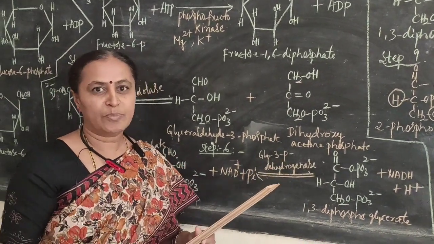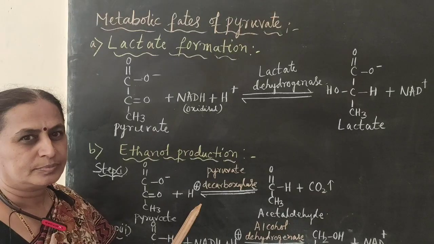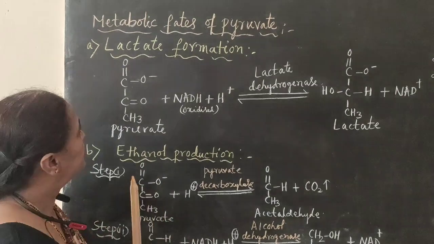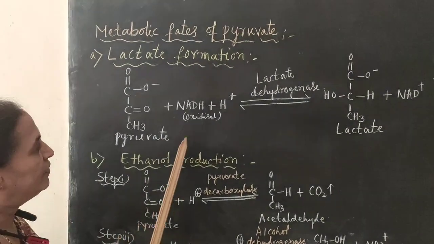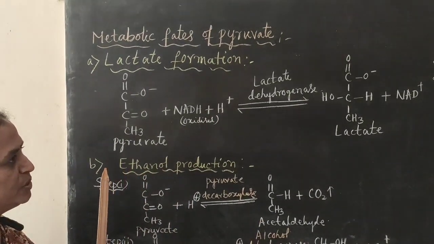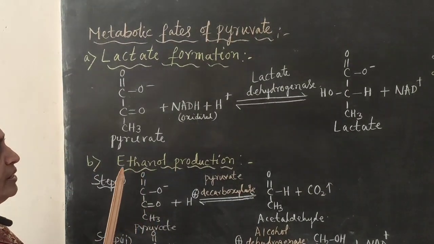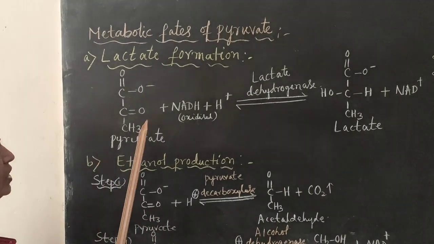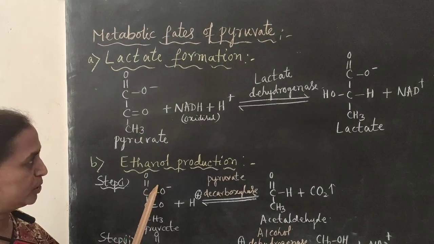Now let us discuss the metabolic fates of pyruvate. What are the fates of pyruvate under anaerobic conditions, in the absence of oxygen? There are 2 metabolic fates of pyruvate under anaerobic conditions. One is formation of lactate and one is ethanol production.